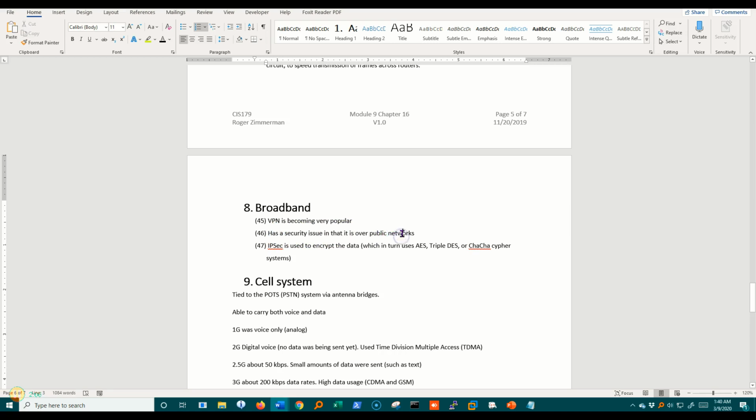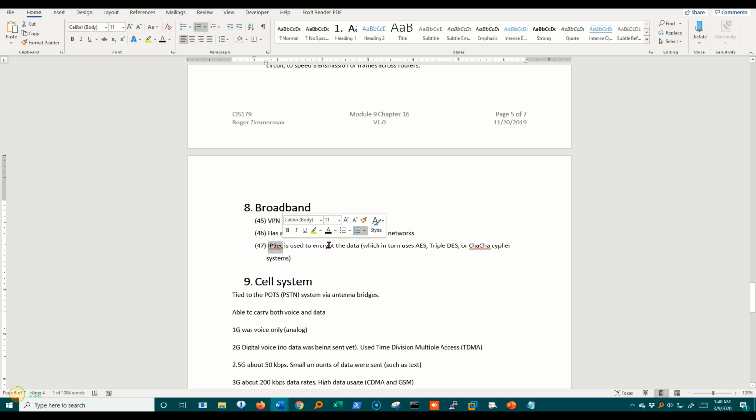Well, we encrypt the data, and what we do is create what we call a virtual tunnel. And that tunnel is nothing more than just encryption. We call it a tunnel just because it's a nice visual, but there's nothing tunnelish about it. It's just encryption. The most typical encryption type that we use is IPsec.